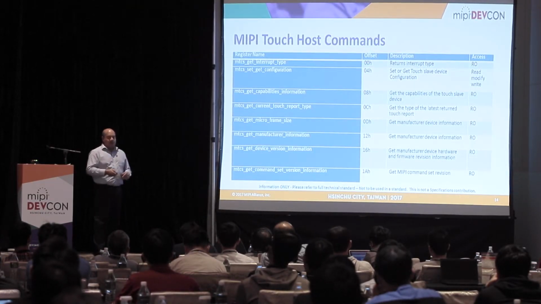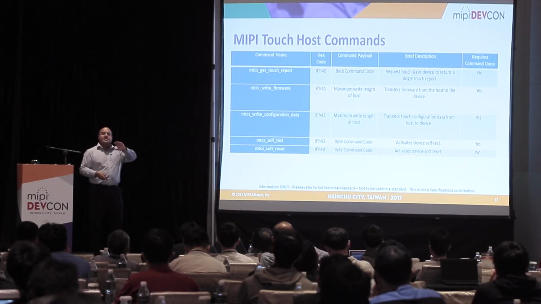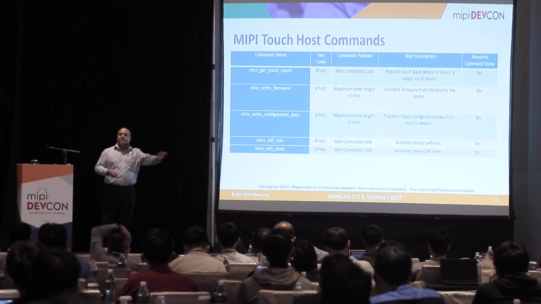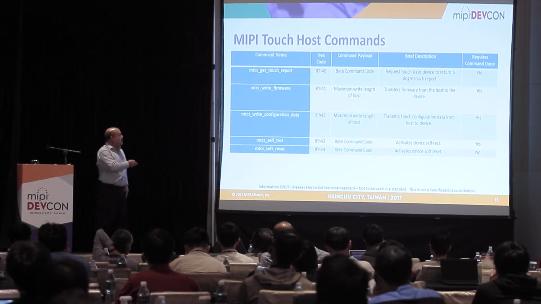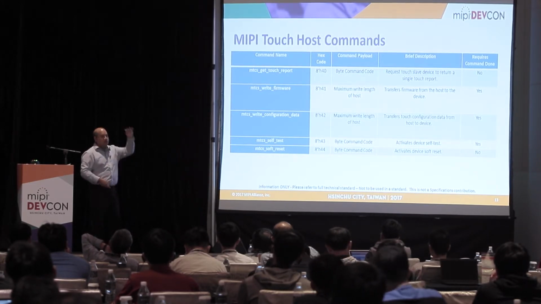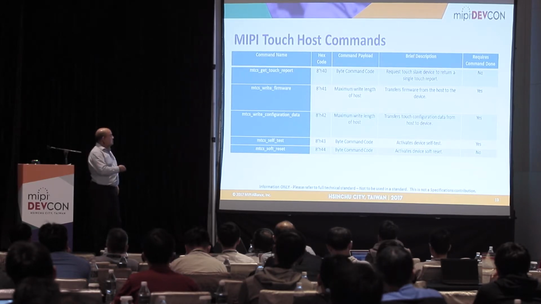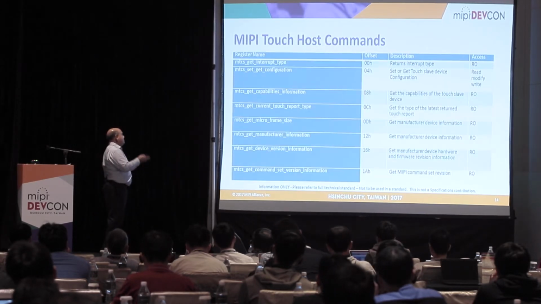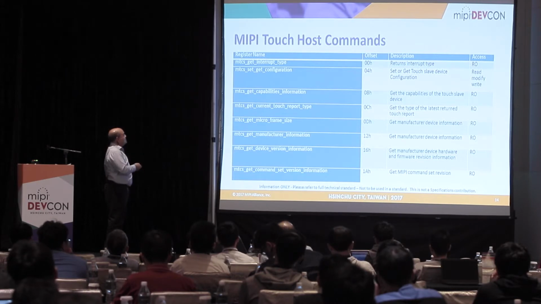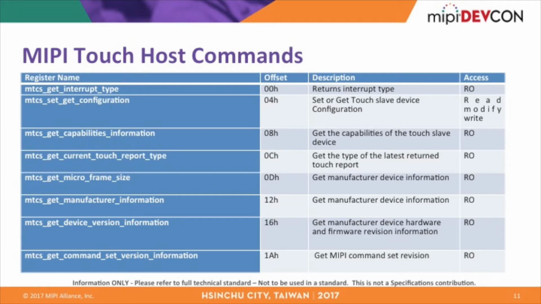So these are the registers. Sorry, I should mention, these are commands sent by the host to the slave. From the host to the slave, the command is command 40, 41, 42, 43, 44. If you put your scope on the bus, you will see these commands flying across. Here, these are a series of registers that you must implement on your touch slave. And this is everything. It's 1, 2, 3, 4, 5, 6, 7, 8 registers. That's it.